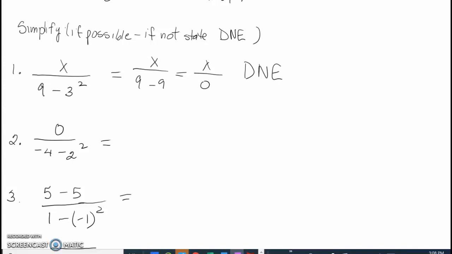Okay. Number 2. 0 in the numerator. The denominator is -4 minus, well, what's 2 squared? 2 squared is 4. Numerator is still 0. Denominator is -8. And the answer is 0 because 0 is in the numerator.